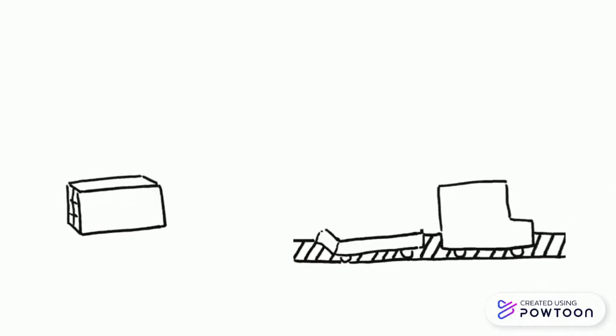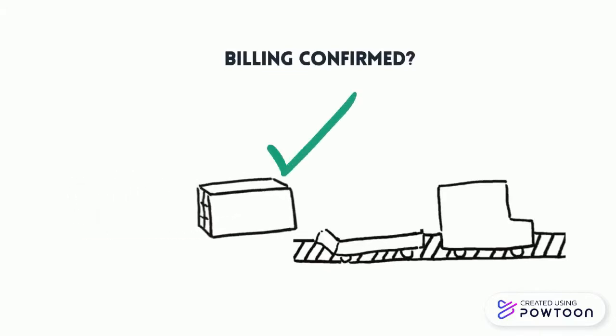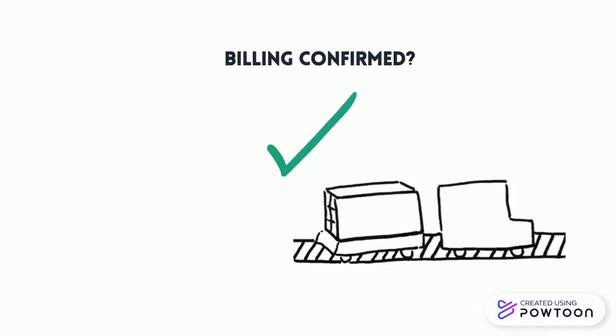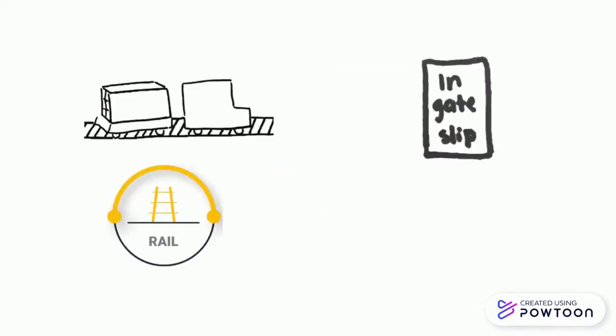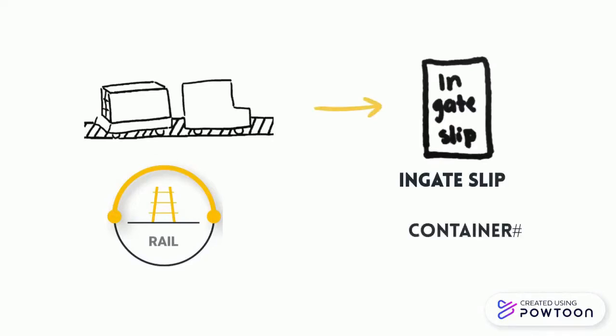Before we send the container to Ingate, we must make sure billing for the container is confirmed. Otherwise, our drivers could spend a lot of time at the rail waiting for the billing to pass. When our drivers ingate a container, they receive a document called Ingate Slip. On this document, we're responsible for checking the container number is correct. So let's get to it.